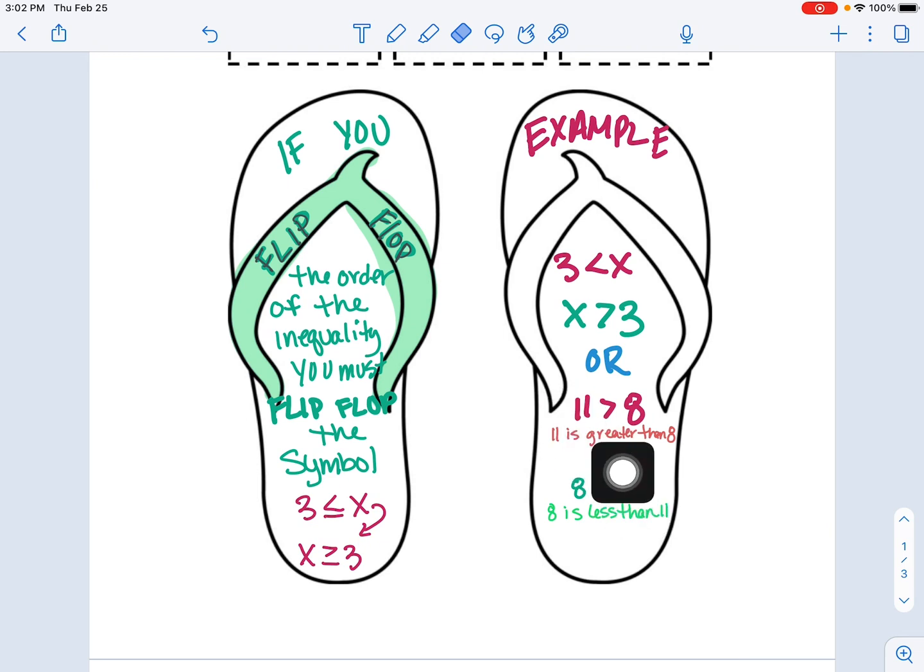So whenever we switch the order, if we put this one first, then we also have to flip the inequality symbol to make the statement true. So anytime you have an inequality and you want to rewrite it with the variable first, make sure you flip-flop that inequality symbol so that the statement is true.